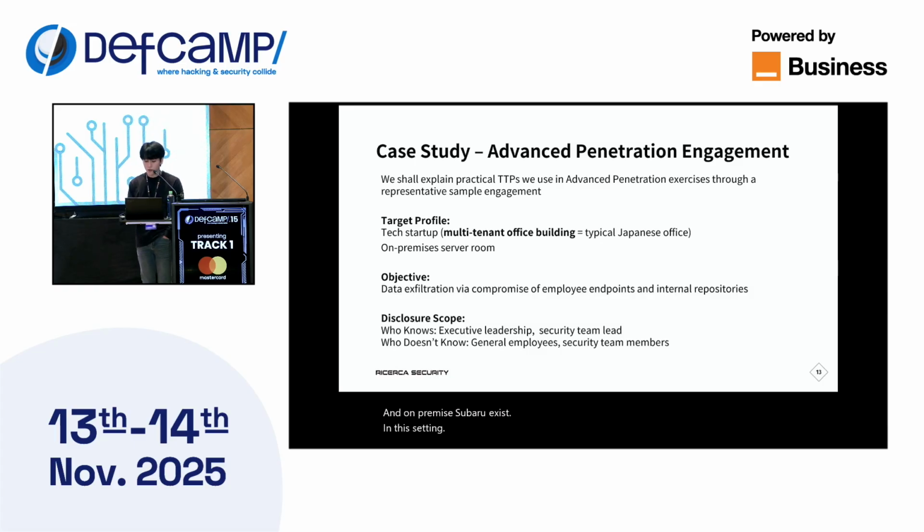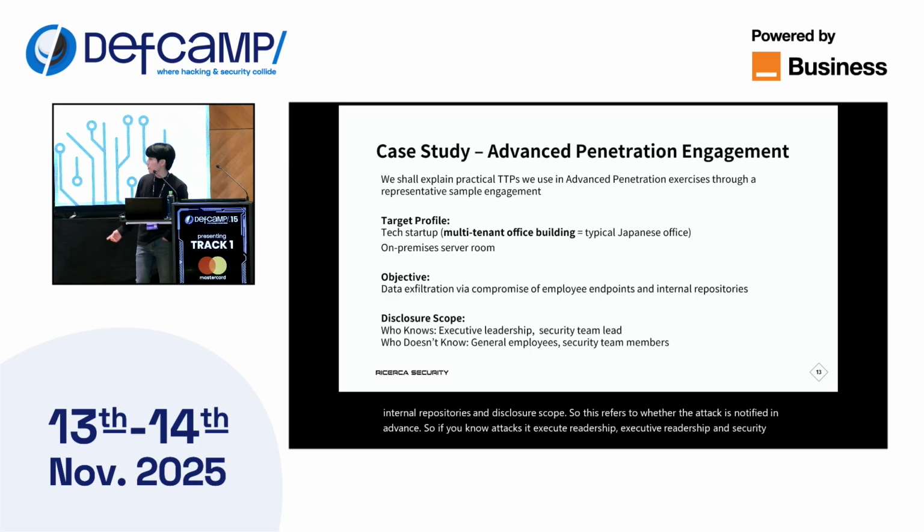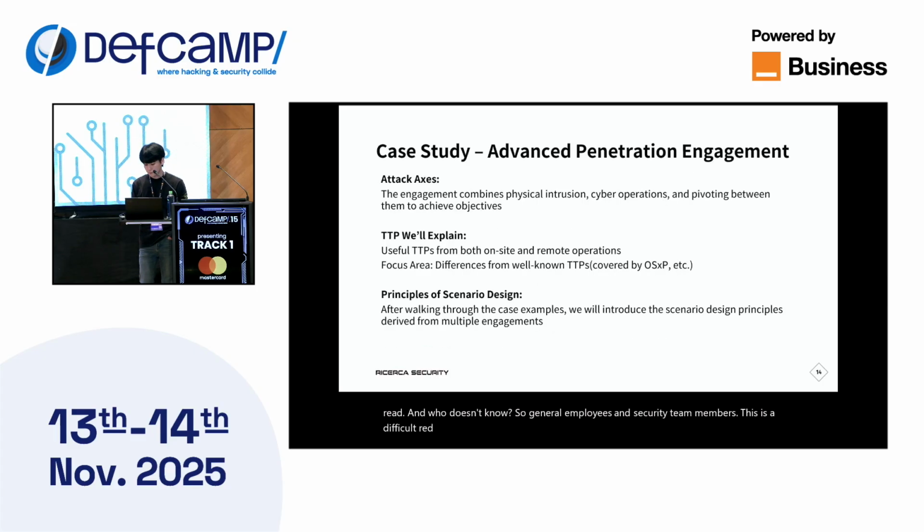The objective is to detect exfiltration via compromise of employee endpoints and internal repositories. As for disclosure scope, this refers to whether the attack is notified in advance. Who knows about the attacks: executive leadership and the security team lead. Who doesn't know: general employees and security team members. This is a typical red teaming setting.